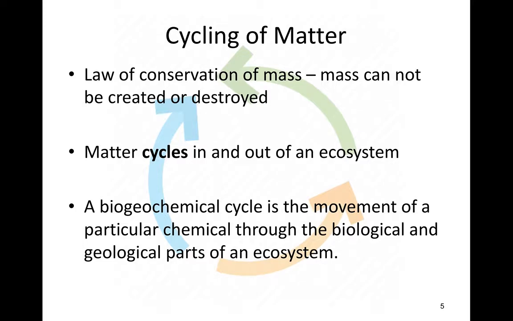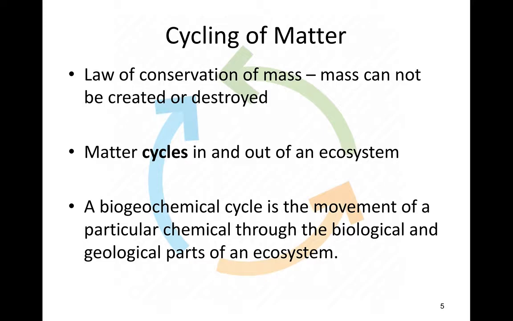The word part bio, of course, means life. Geo means earth. So a biogeochemical cycle is the movement of a particular chemical through the biological and geological parts of an ecosystem. You can compare this to the last section where we were discussing energy, and we said energy doesn't cycle in an ecosystem, it goes in one direction.